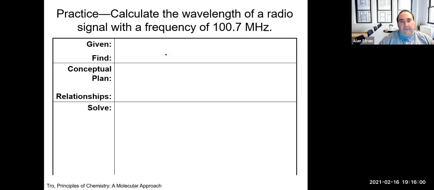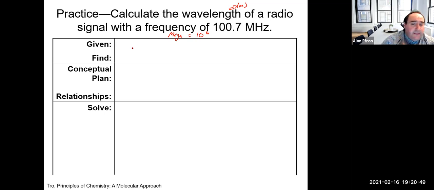All right, so why don't you continue on? This should be the next example. We want to calculate the wavelength in meters of a radio wave that has a frequency of 100.7 megahertz. Mega is 10 to the 6. So take a minute or two, get the answer, and you could put it in the chat box, and we will then talk about it.